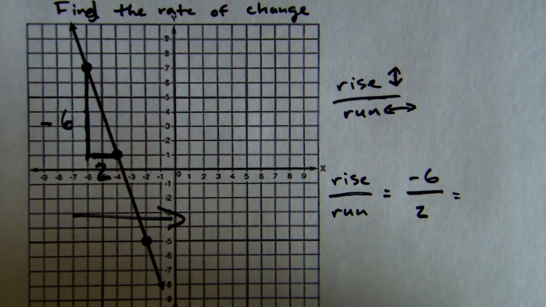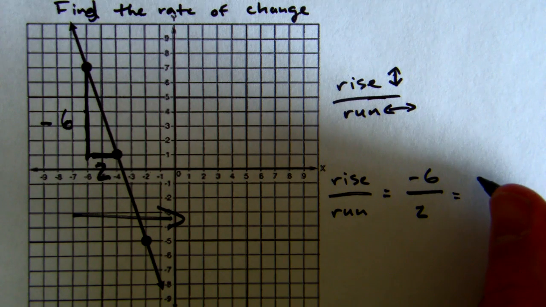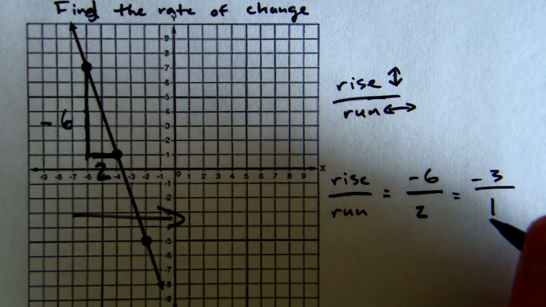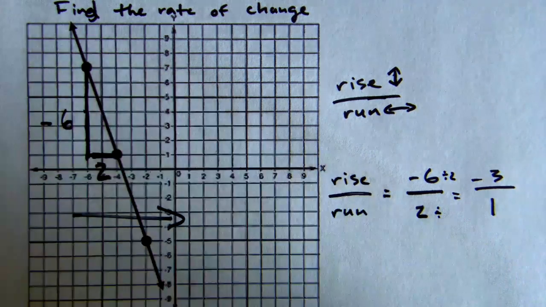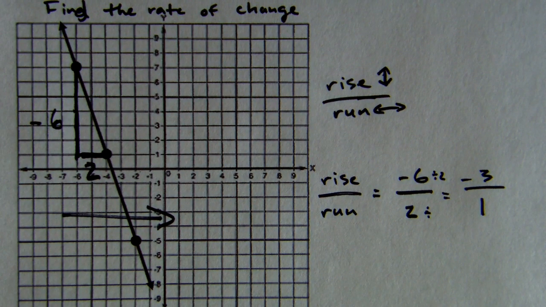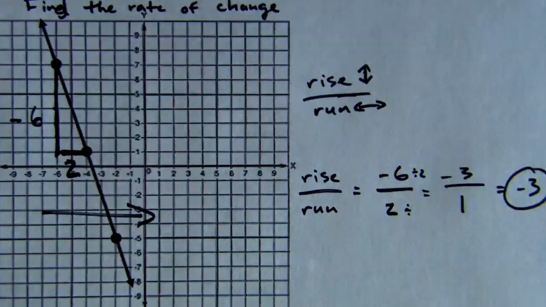Now, I can simplify this. The number that goes into both of them is positive 2. If I do -6 divided by 2, I get -3 over 1, dividing 2 by 2. Let me write that out for you. Now, -3 divided by positive 1 gives you a -3.